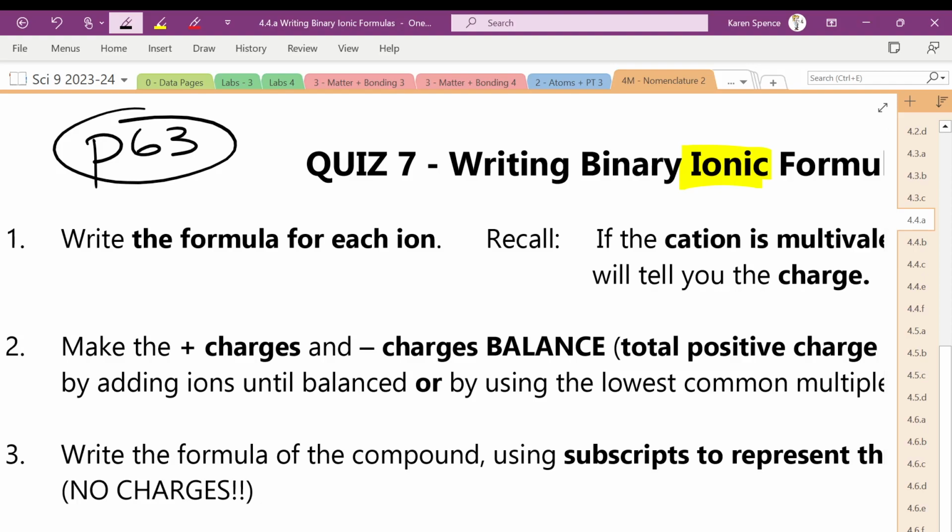First thing you're going to do is figure out who the two ions are, and write the formula for each ion. Because it is an ion, what do all ions have? They have a charge, so you must include the charge.